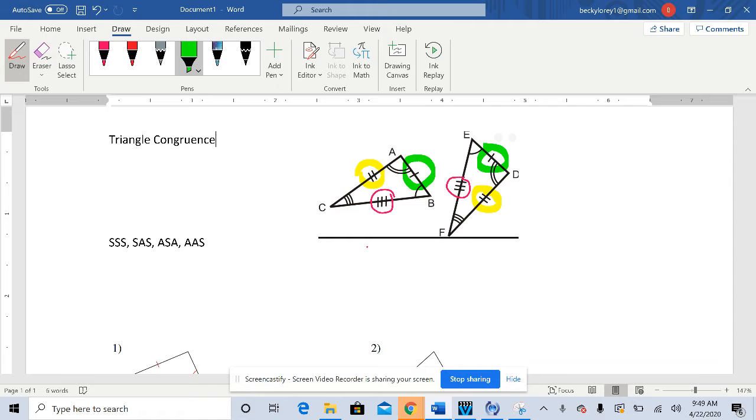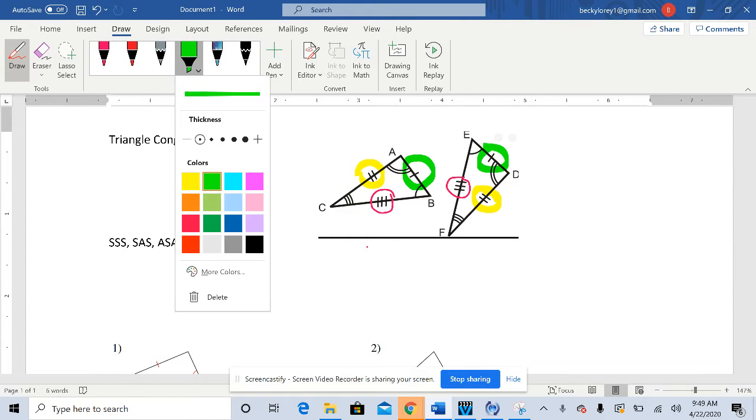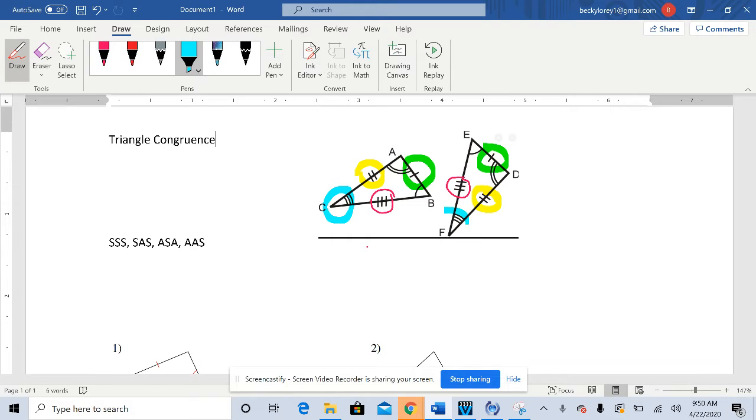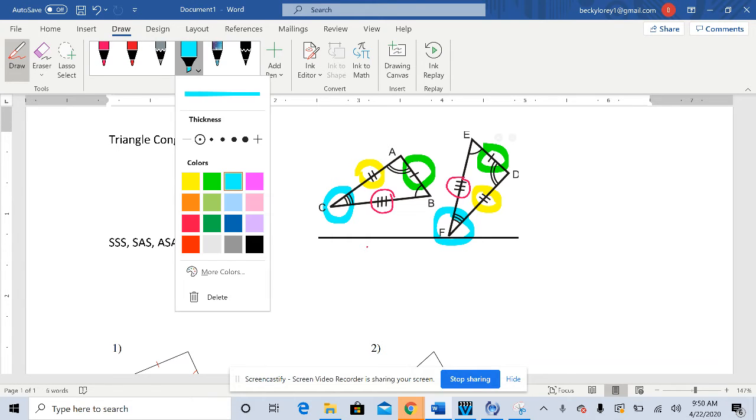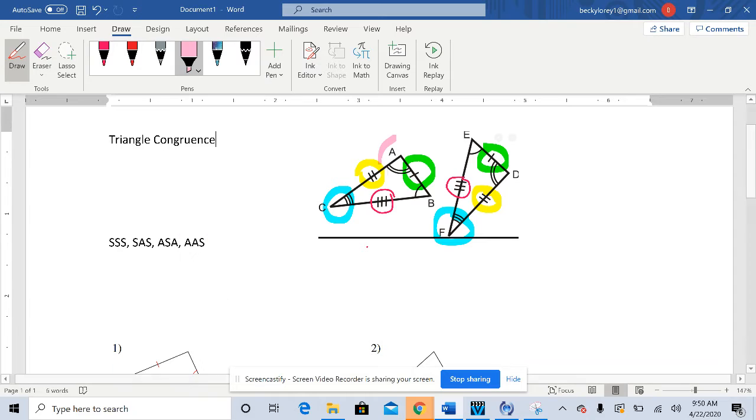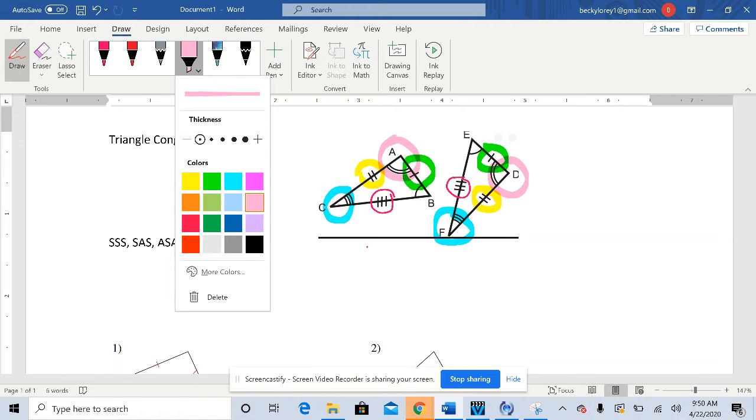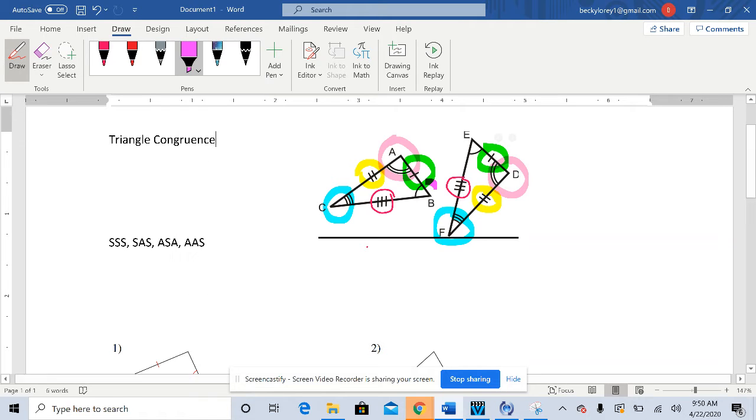And then they also have three congruent angles. So they have congruent angles here and here. They have congruent angles here and here. And they have congruent angles here and here. So those two triangles are congruent because they have congruent sides and congruent angles.